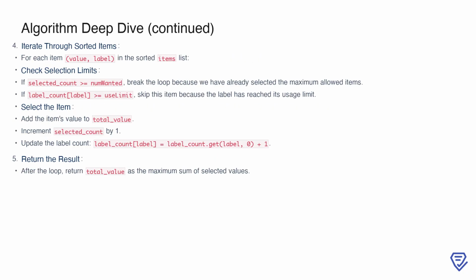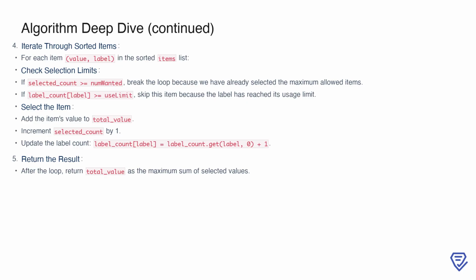Now, we iterate through the sorted list of items. For each item, we first check if we've already selected the maximum allowed number of items by comparing selected_count with num_wanted. If we have, we stop further selection. Additionally, we check if the item's label has reached its usage limit by looking up the label_count dictionary. If the label's usage exceeds use_limit, we skip the item.